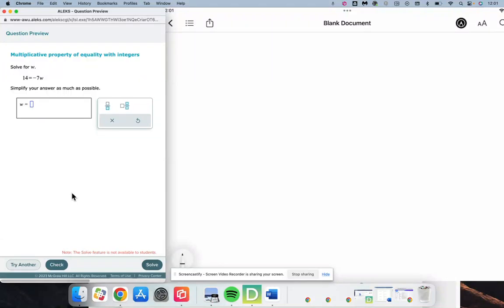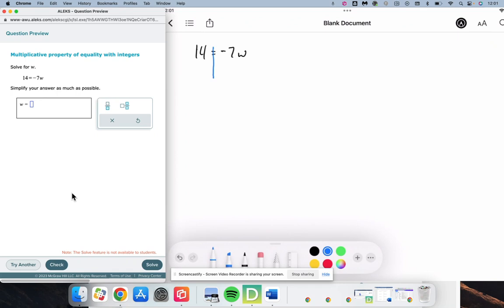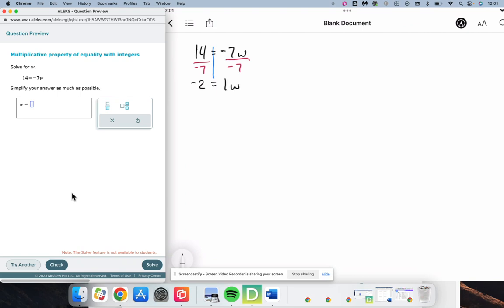All right, and so in these we'll be dealing with multiplication, and so when we see multiplication, we need to divide. So we've got 14 is equal to negative 7w. We need to keep our equation balanced. We see that what's happening to w is it's being multiplied by 7. And so to undo that, or to do the inverse of that, we need to divide by negative 7 on both sides. So on the left, 14 divided by negative 7 is going to be negative 2. And on the right, negative 7 divided by negative 7 is 1. And we don't need to write the 1, we can just write w.